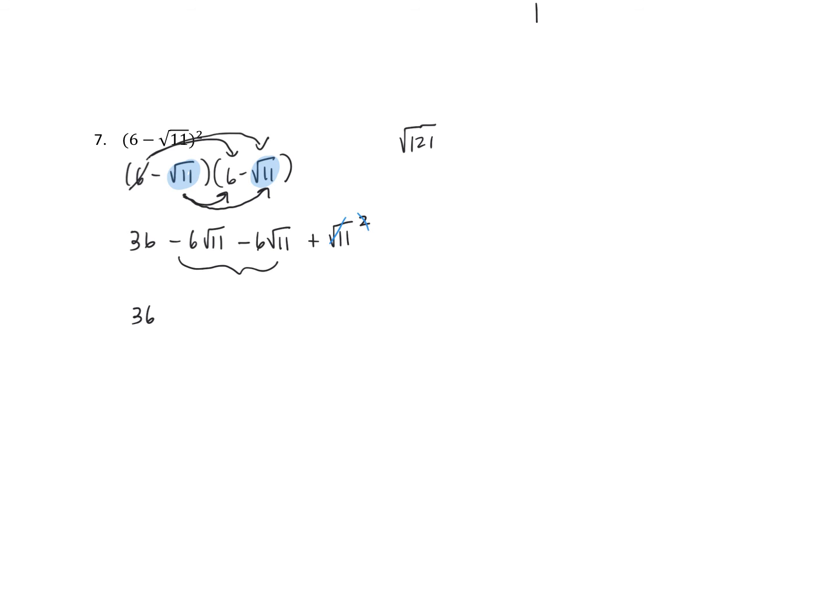So we will have 36 minus 12 square root of 11 plus 11. And then we can combine the 36 and the 11 because those are like terms. So that would be 47 minus 12 square root of 11. Again, we cannot go any further, so don't make the mistake of subtracting 12 from 47 because 12 is attached to the square root of 11, and those are not like terms. So that would be our answer for that one.